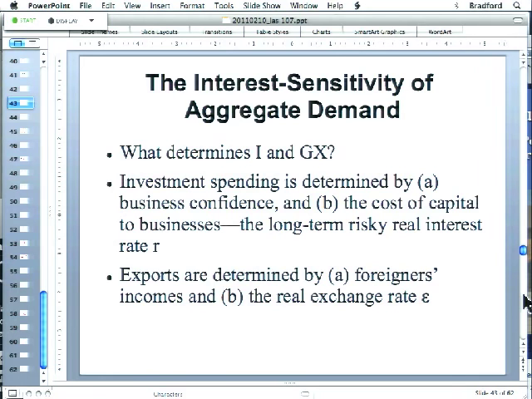Why the minus? Because when interest rates go up, it's more expensive to borrow, and businesses' investment committees are more likely to say we shouldn't undertake this increase in our capacity. Look at how much we'll have to pay in interest in order to finance it. When interest rates go up, business investment spending goes down. How important are these two things? Well, they're about equally important.